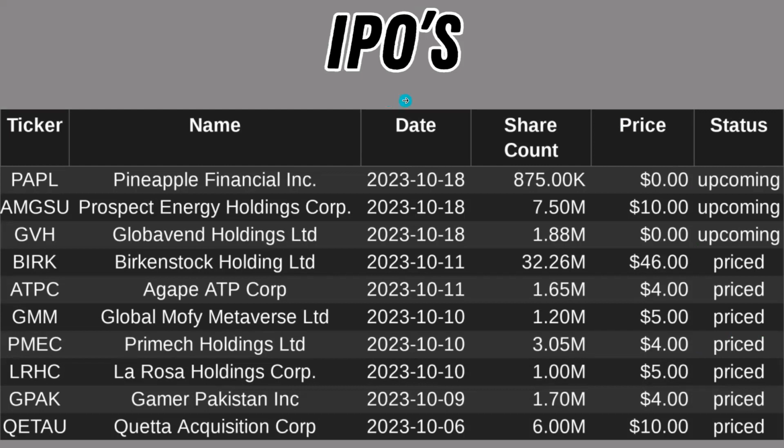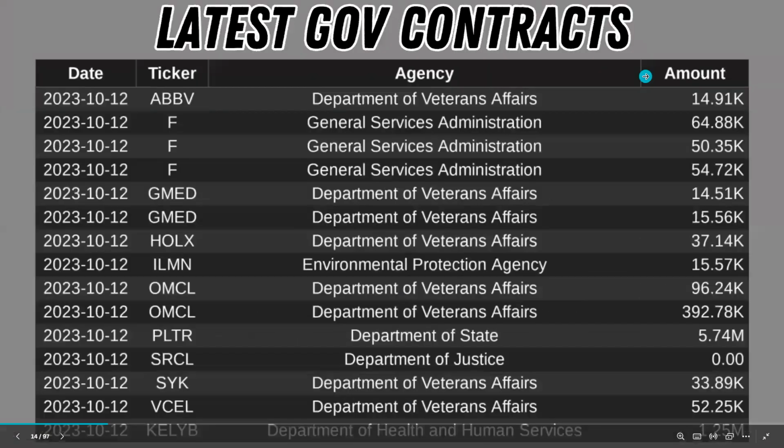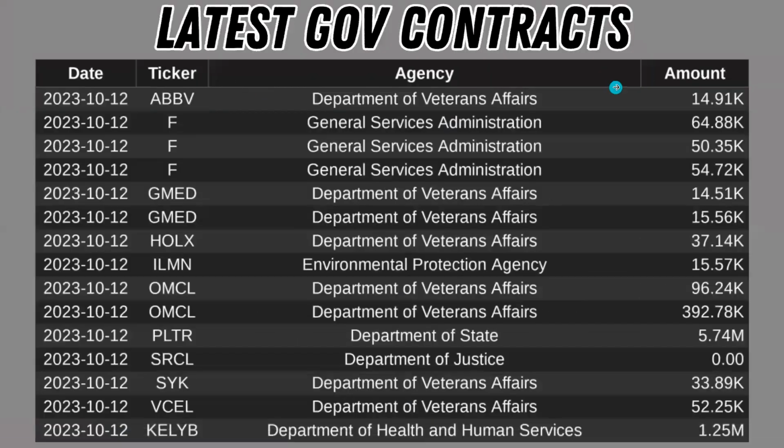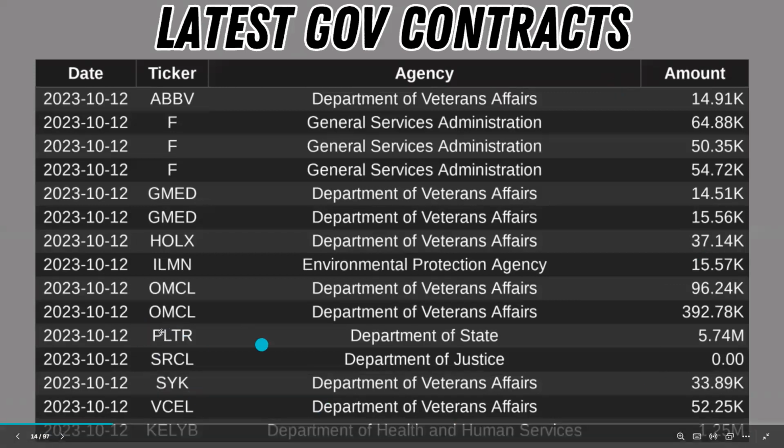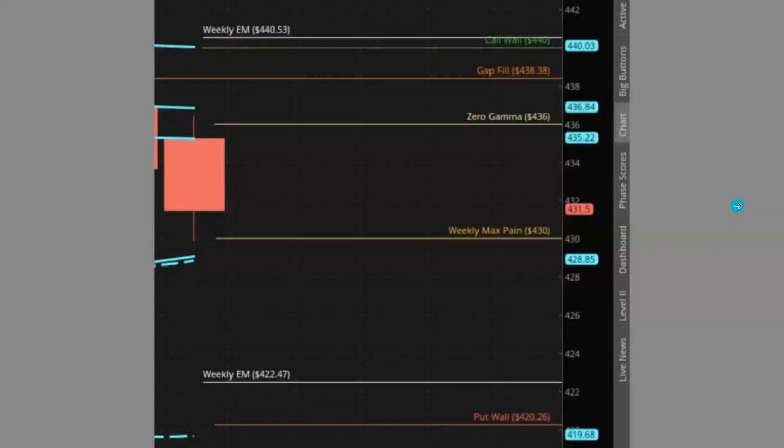So we have officially seen the return of IPOs. We do have some IPOs upcoming, and then we have some recent IPOs here for you guys as well to look at. We'll also take a look at the latest government contracts. Now, Palantir actually recently just got a government contract. We'll go over when it was and why that's pretty interesting here.